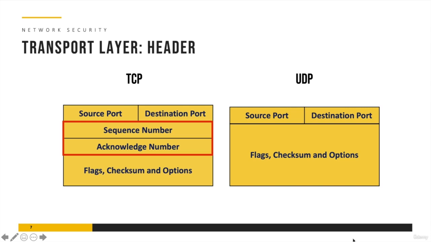In UDP, we don't need any acknowledgements and packet losses are fine. That's why we don't have any sequence numbers or acknowledgement numbers. And that also tells us that the UDP header is slightly smaller than the TCP header because it does not have these additional fields. Apart from these, we have the source port and the destination port. And this is something which is related to sockets.